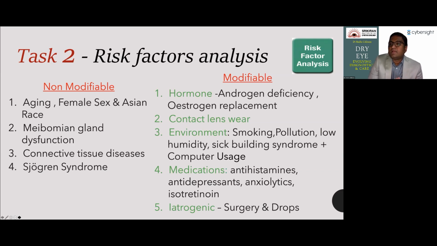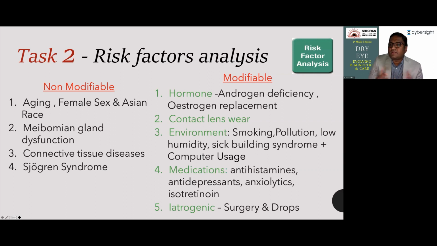But these are the things that you cannot modify. Luckily, we have some modifiable things in the risk factors that can be taken care of. Suppose the patient is having a problem with hormones like androgen deficiency, where you can do an estrogen replacement; contact lens, where you can switch from contact lens to glasses; smoking can be stopped; pollution, you can take sufficient care; low humidity places. It's a typical sick building syndrome. That's all our software companies, where the air is being recirculated in the same building again and again. There is an increase in dryness, there is less humidity. This causes dry eye.